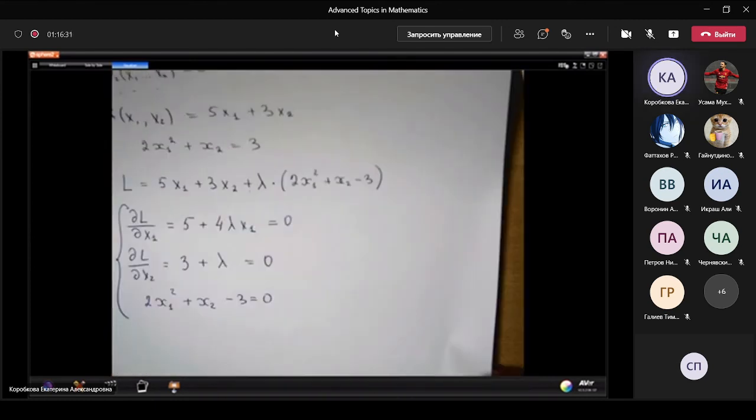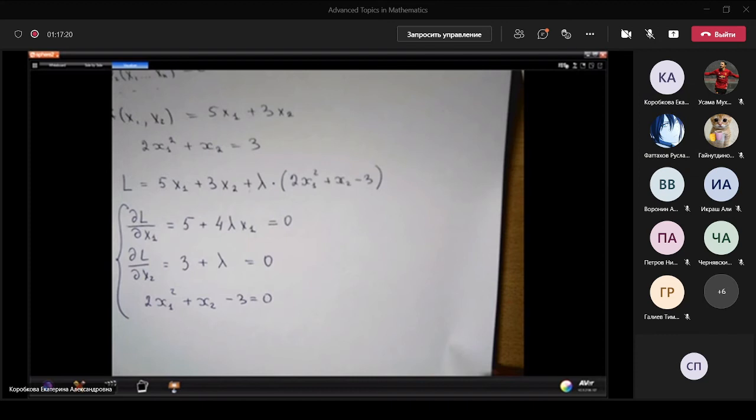And we get the system of three equations with three variables, x1, x2, and lambda. Then we are supposed to solve this system and get the decisions. So we should find lambda, isn't it? We should find the set x1, x2, lambda.